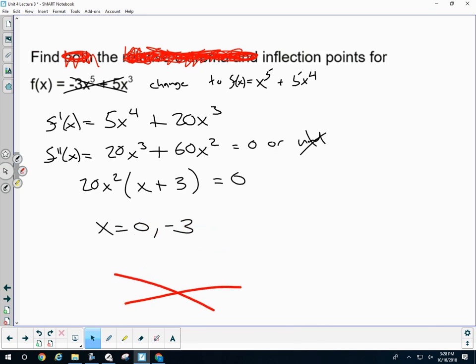It's not that they're all wrong. It's that you got to do more work, okay? 0 and -3 are possible points of inflection. Just like when we found critical points, they were possible maxes and mins. The same goes with points of inflection. Don't stop here. Do the analysis of the signs of your second derivative.